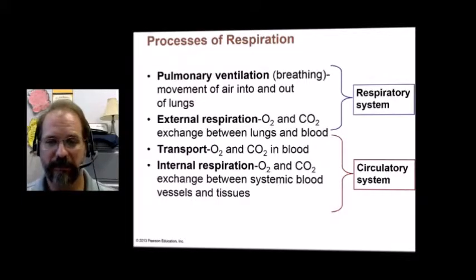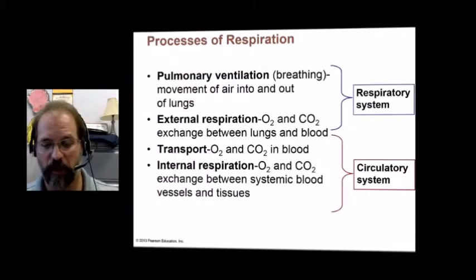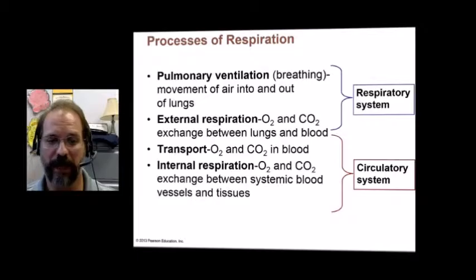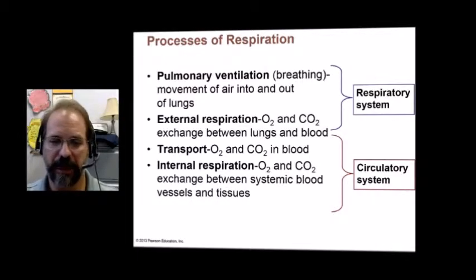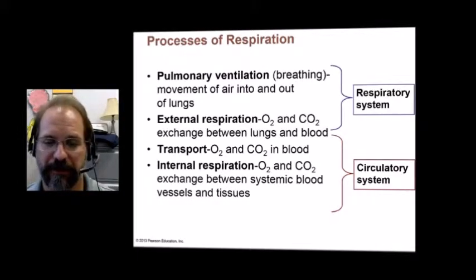Then we take that blood that's been oxygenated and we transport it to the tissue spaces, where then we have what's called internal respiration. Internal respiration is gas exchange between the systemic capillaries and the tissue spaces, the cells themselves. So we get oxygen going from those systemic capillaries into the tissue bed spaces. Then we get carbon dioxide coming out from the tissues into those capillaries. That's internal respiration.